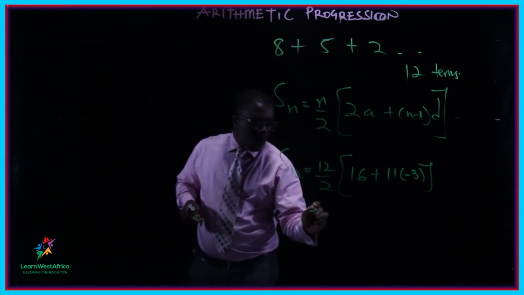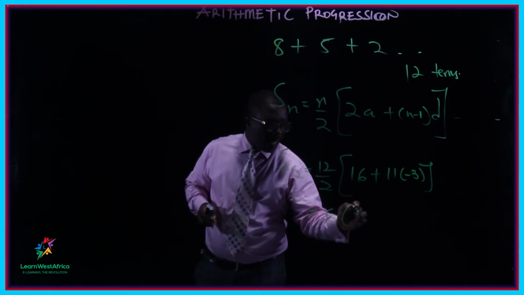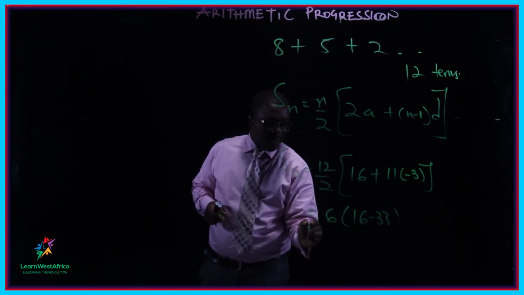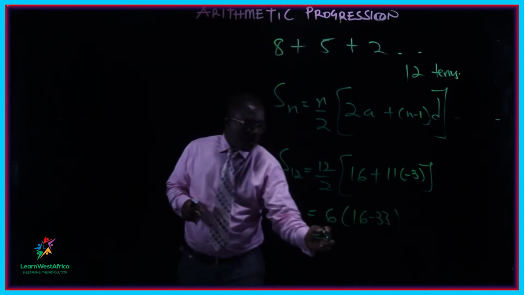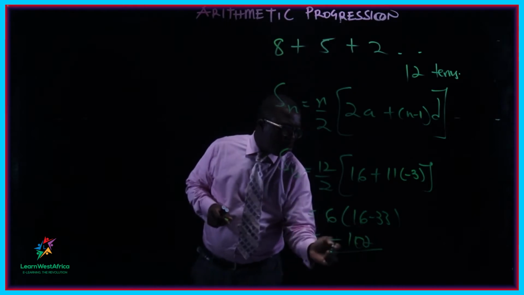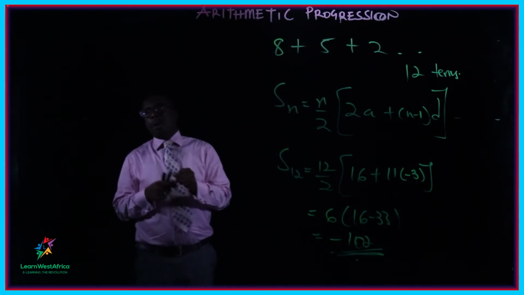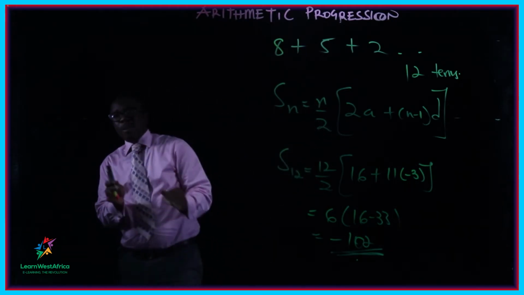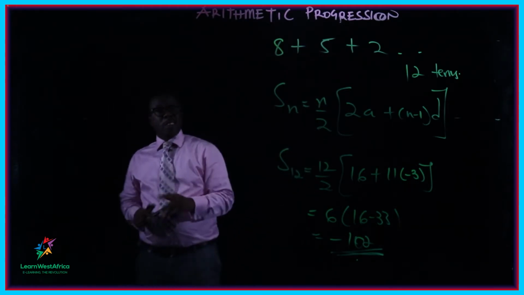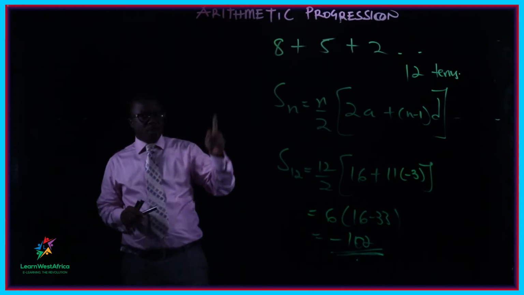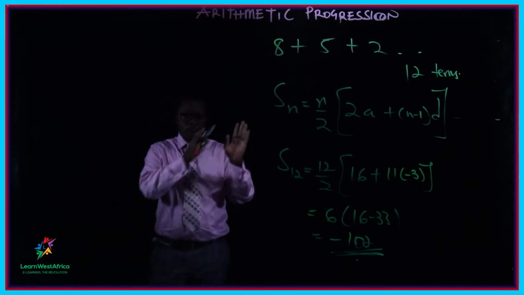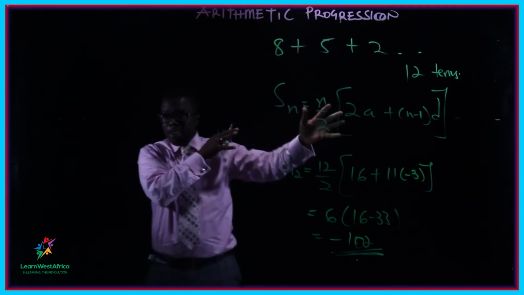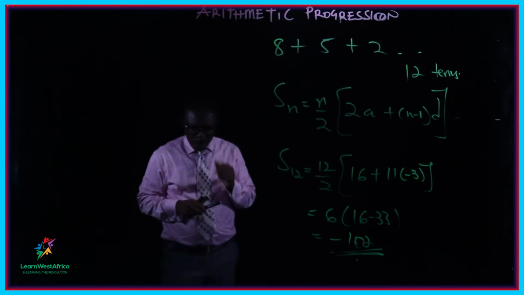So when we resolve that, you're going to have 6 into bracket 16 minus 33. And when you resolve that, we should get negative 102. So the sum of all the 12 terms of this AP with a common difference of minus 3 and first term of 8 should give you negative 102. So that is it. When you are required to find the sum of terms and the number of terms is given, it should be easy for us to work on that.